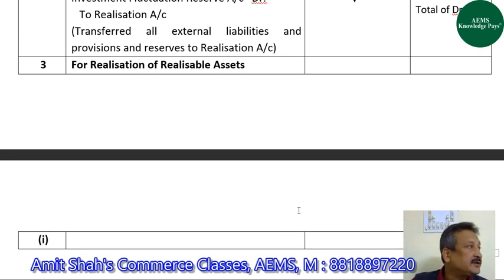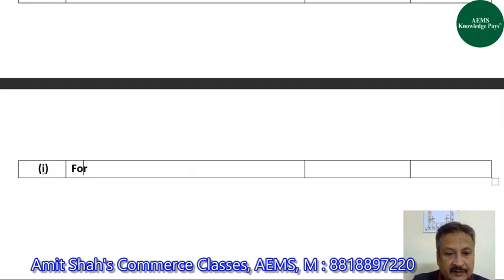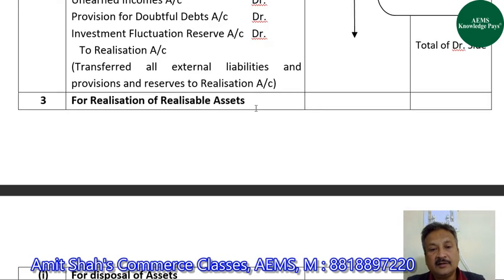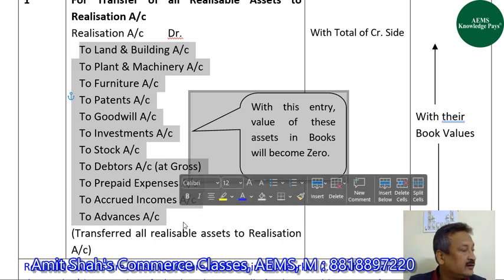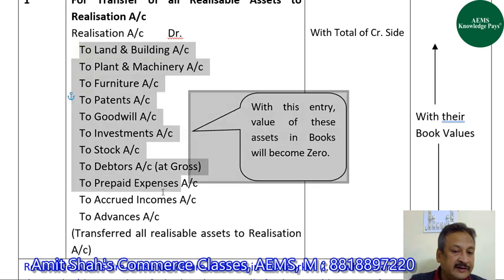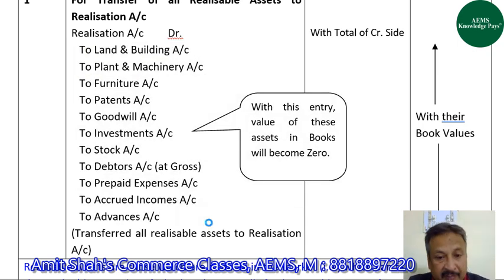Now here we have three sub steps. The first one is for disposal of assets. A business may have many assets, many realizable assets, as I have listed down here, right? It's not necessary that all the assets are sold. Some of the assets may be given to external liabilities against their claims. For example, the firm decides and agrees with creditors that instead of paying them money, it's good to give them stock. And creditors agree to it.